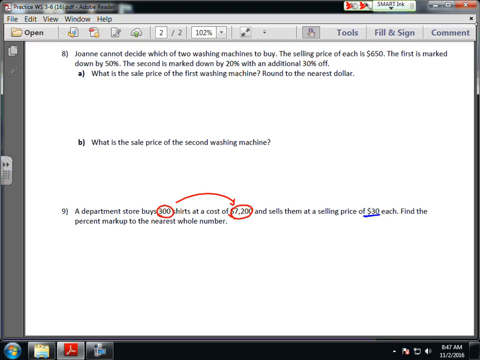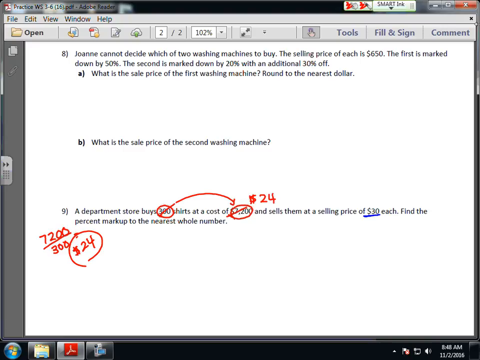How do you find out how much they're paying for each shirt? How do you find the unit rate? I'm going to go over to the side. Yeah, unit rate means divide. What will I be dividing by? 7,200 divided by 300. What do you get when you do that? Yeah, you get $24. So you need to know that the original cost is $24.